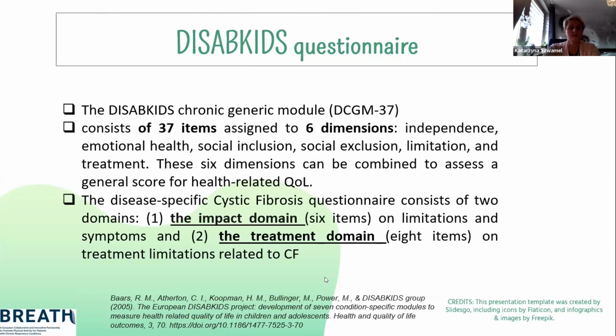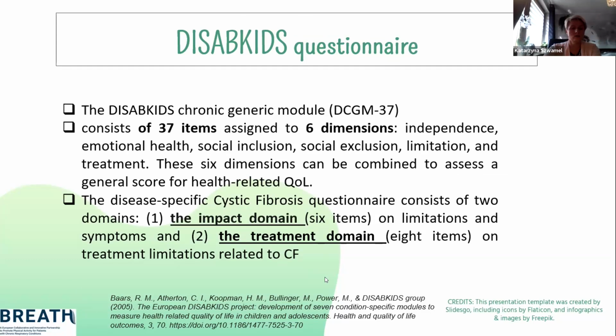And the last one is the DISABKIDS questionnaire. The DISABKIDS is a chronic generic module and consists of 37 items, assessing 6 dimensions, but we also have disease-specific cystic fibrosis questionnaires, consisting of 2 domains.